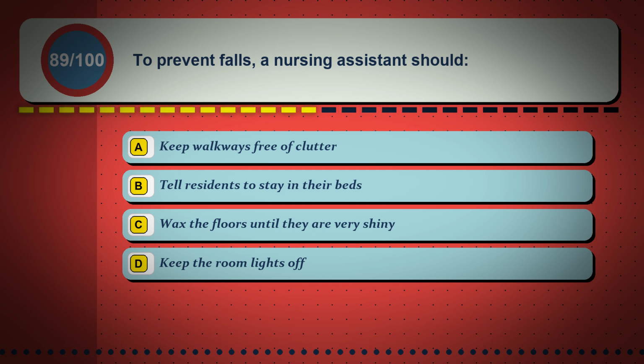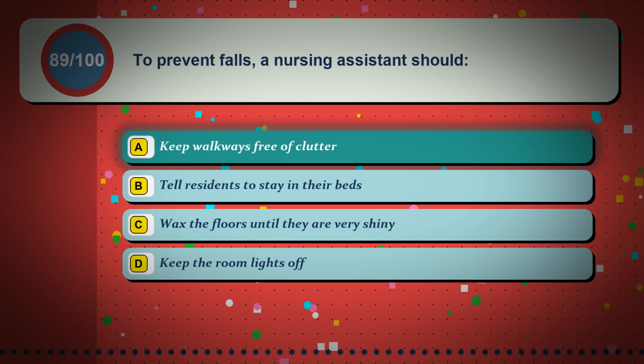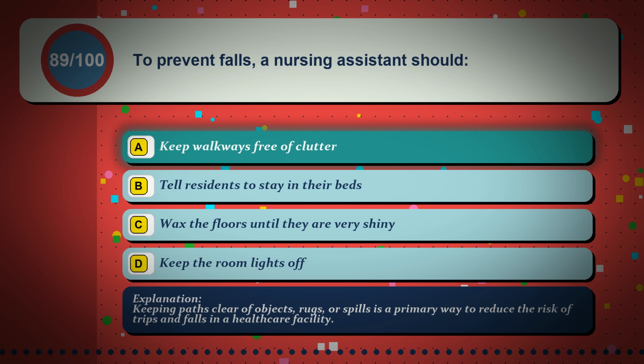Question 89. To prevent falls, a nursing assistant should option A, keep walkways free of clutter. Option B, tell residents to stay in their beds. Option C, wax the floors until they are very shiny. Option D, keep the room lights off. The correct answer is option A, keep walkways free of clutter. Keeping paths clear of objects, rugs, or spills is a primary way to reduce the risk of trips and falls in a healthcare facility.